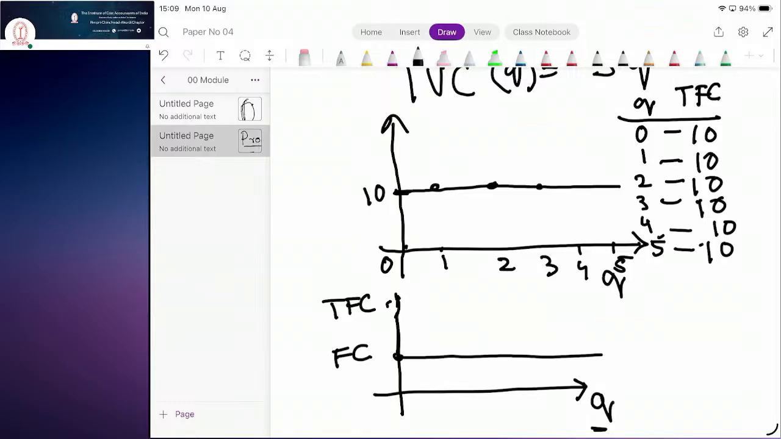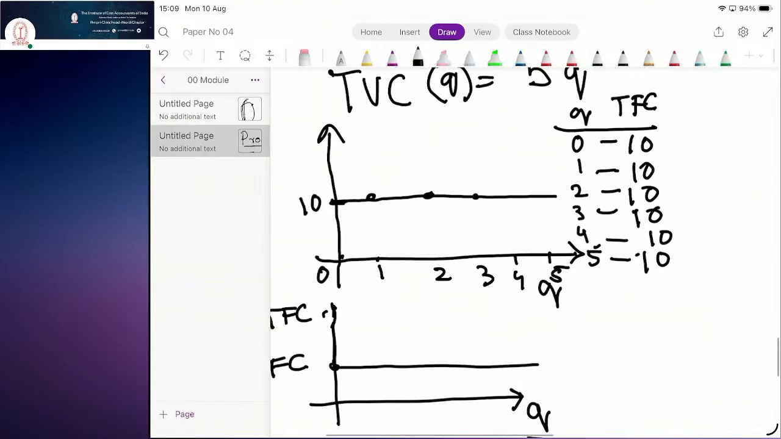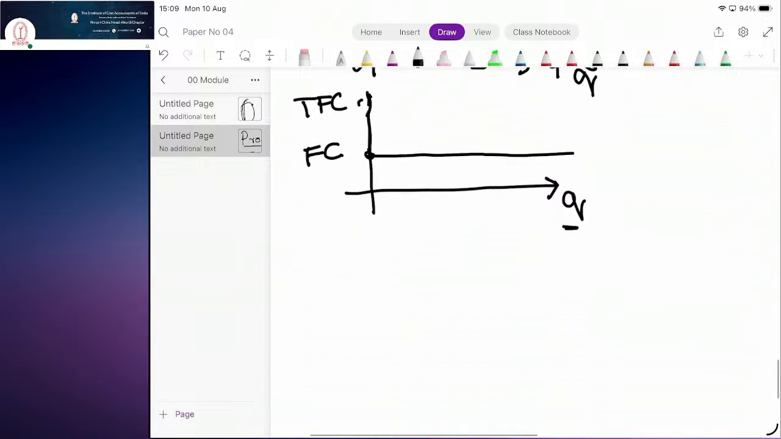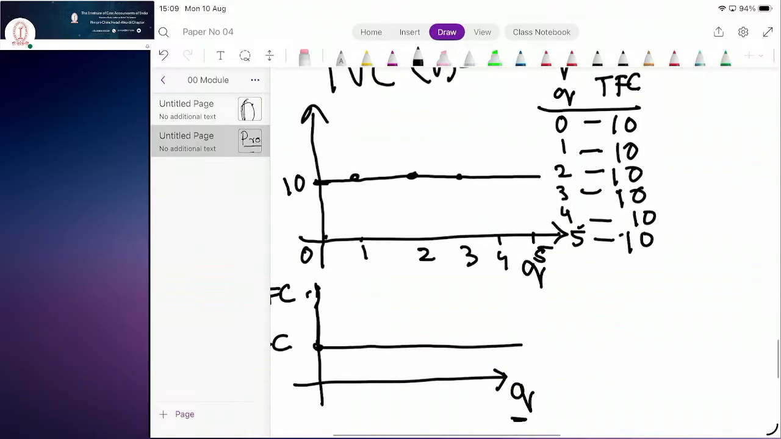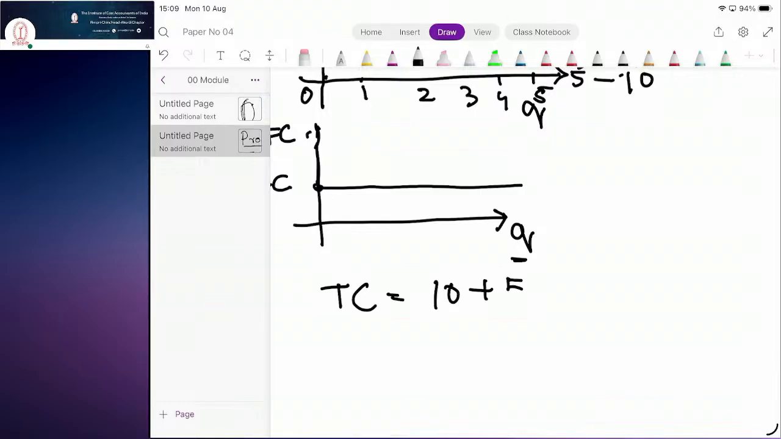Did you all get this? Okay. So now for me it's very easy to plot. This is TC, which is equal to 10 plus 5Q. Complete this table.